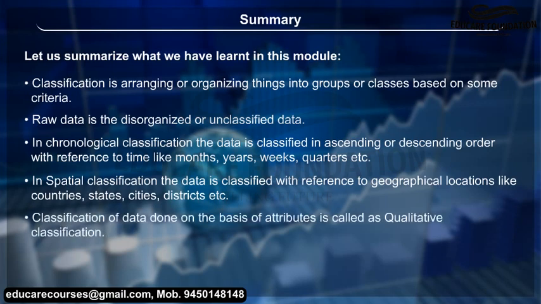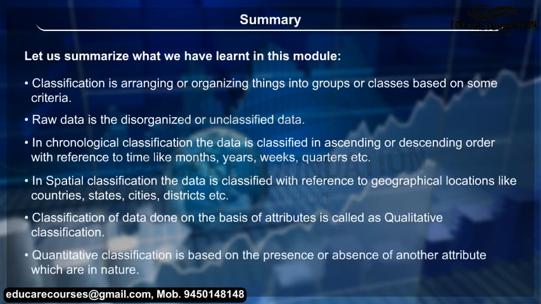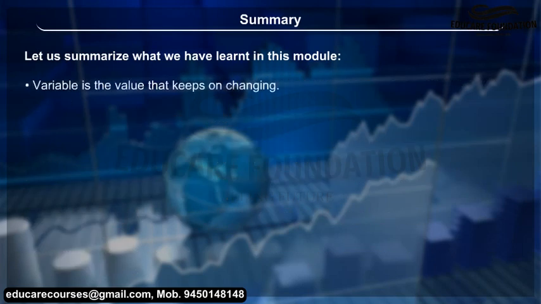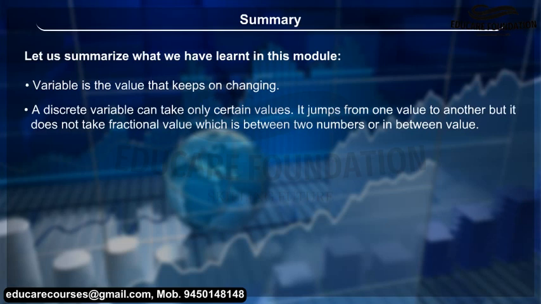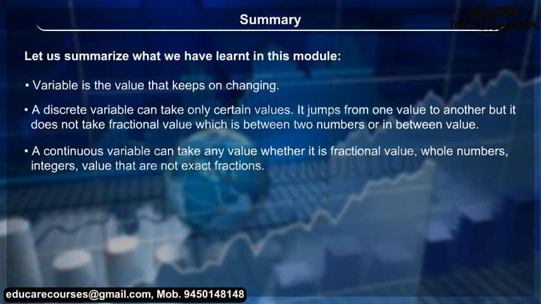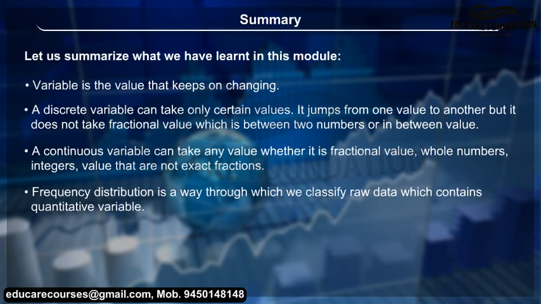Classification of data done on the basis of attributes is called qualitative classification. Quantitative classification is based on the presence or absence of another attribute which are in nature. Variable is the value that keeps on changing. A discrete variable can take only certain values. It jumps from one value to another, but it does not take a fractional value, which is in between two numbers. A continuous variable can take any value, whether it is a fractional value, whole number, or integer. Frequency distribution is a way through which we classify raw data which contains a quantitative variable.